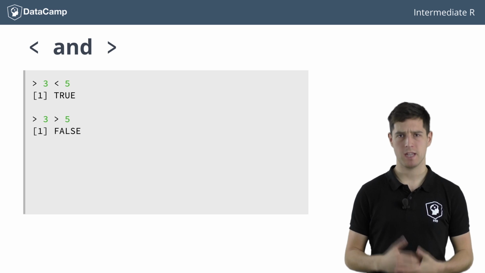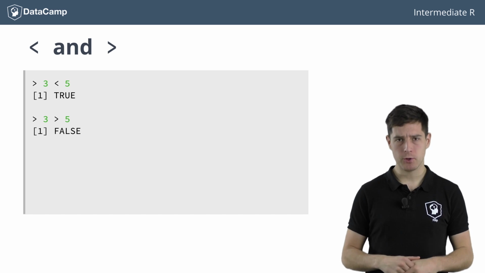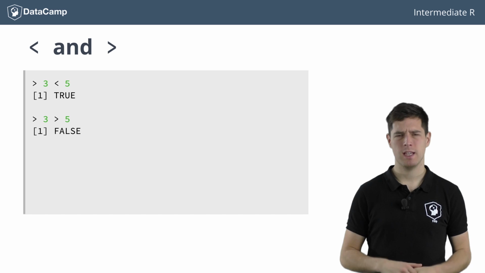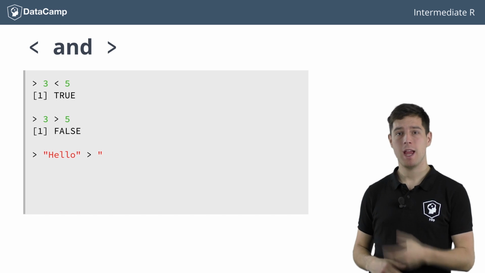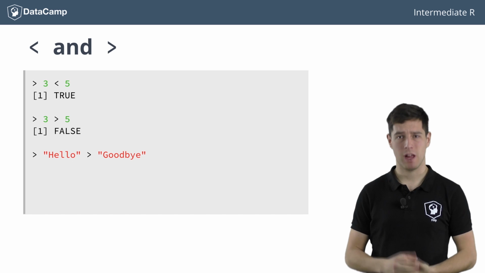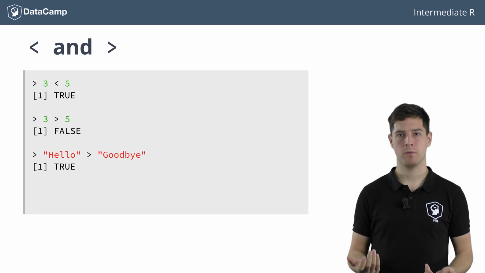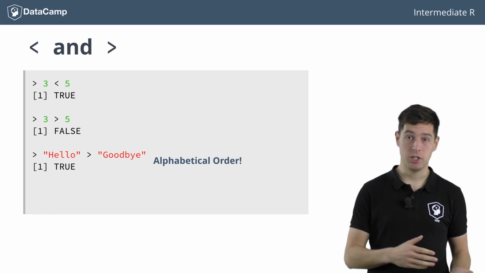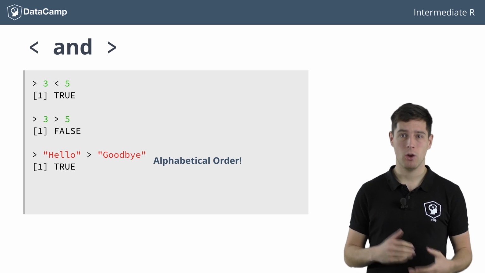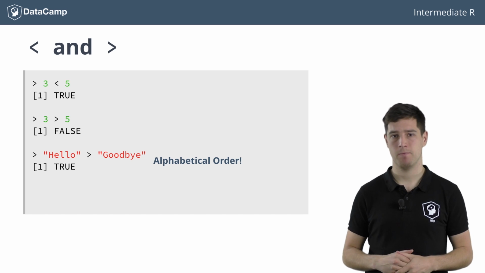For numerics, this makes sense, but how would this work for character strings and logical values? Is "hello" greater than "goodbye"? Let's find out. Apparently, "hello" > "goodbye" evaluates to TRUE. But why so? It's because R uses the alphabet to sort character strings. Since H comes after G in the alphabet, "hello" is considered greater than "goodbye".